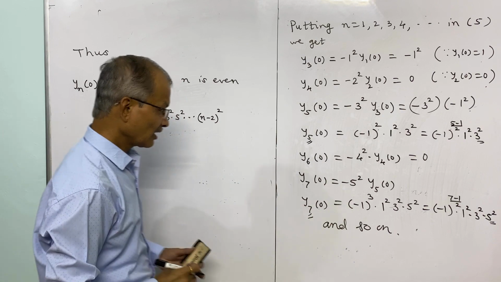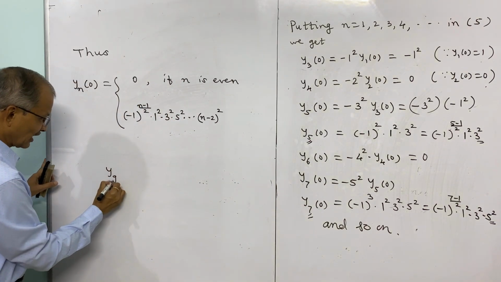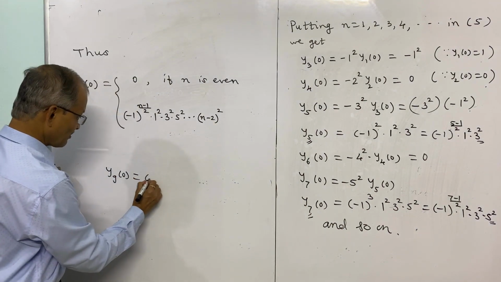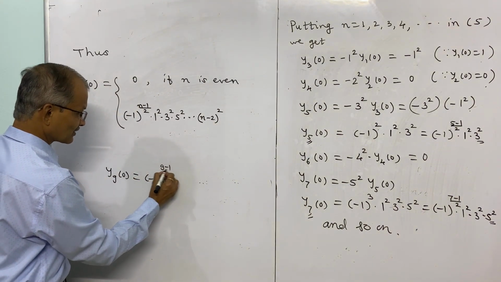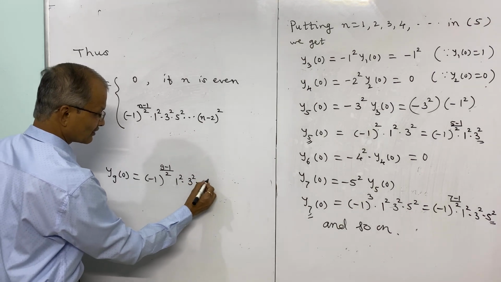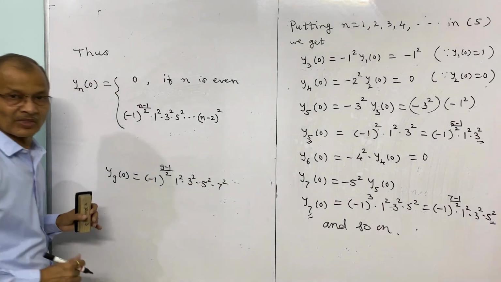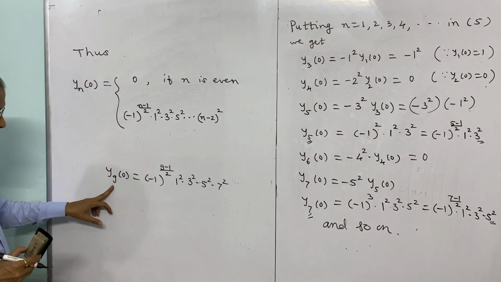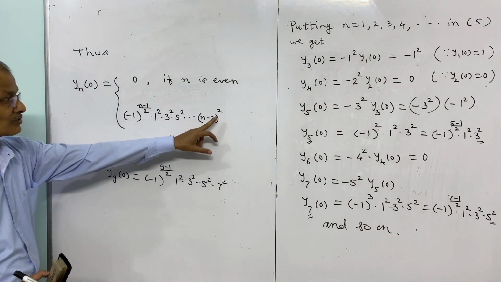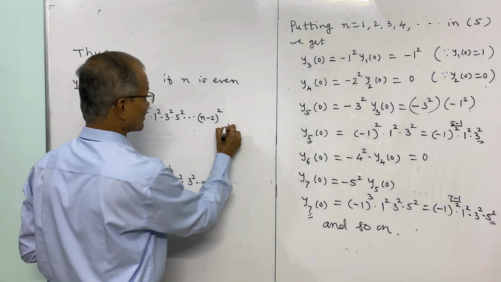y7 we have written. Can you guess what will be y9 at 0 from that? In the same way, this will be minus 1 to the power 9 minus 1 divided by 2, 1 square, 3 square, 5 square into 7 square. So therefore, if it is n here, then the last term in the product will be n minus 2 square if n is odd.